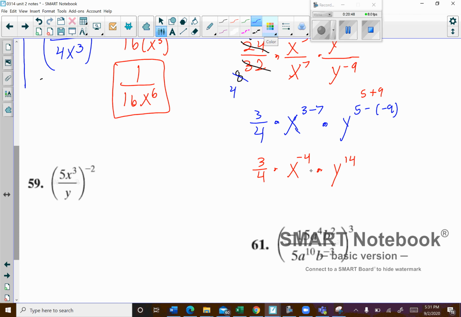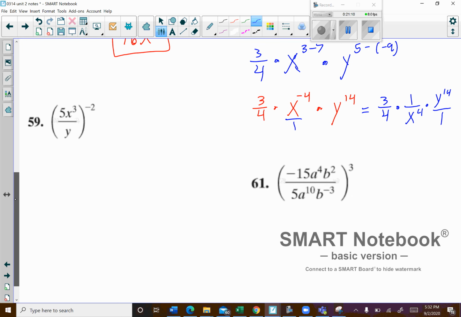So now what I have to do is fix that negative exponent, okay? So that'll give me 3 over 4 times 1 over x to the positive power of 4. And then I have y to the 14th, and I'm going to go ahead and just put that over 1. I'm doing that so that now I can clean this up and bring everything back together here.